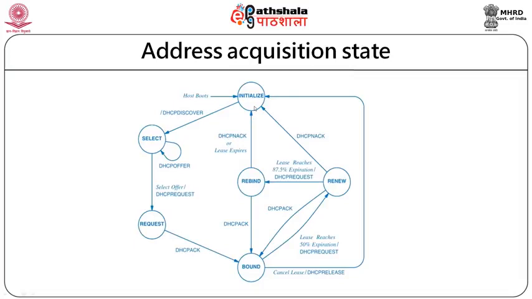Now after completion of 87.5% of this, it again requests to rebind. So what will happen, DHCP request for extending the lease period, again the server will check the availability of IP addresses, and if the IP addresses are available, then the server will give DHCP acknowledgement here. You can see here acknowledgement is given.